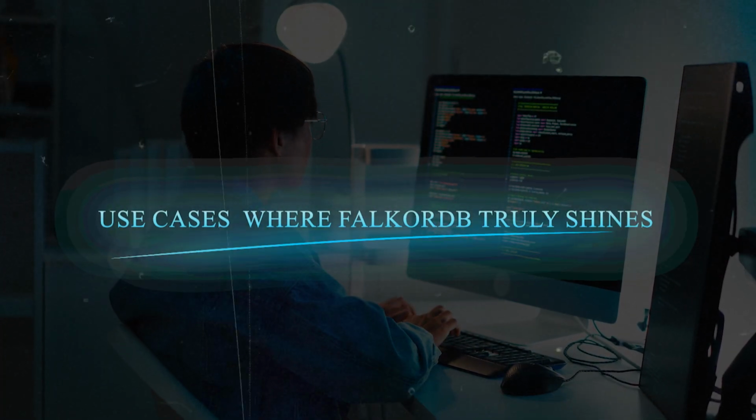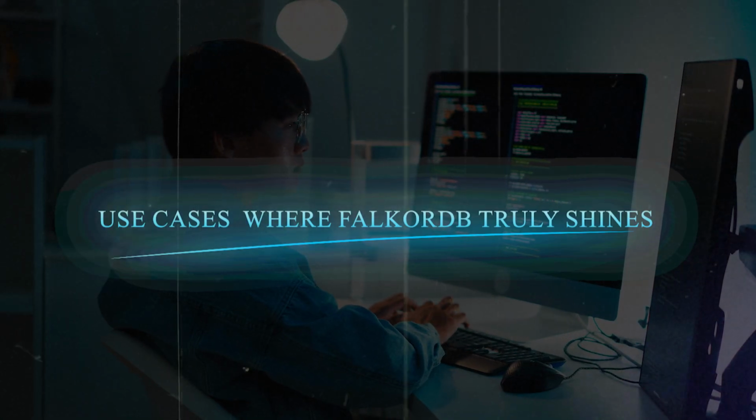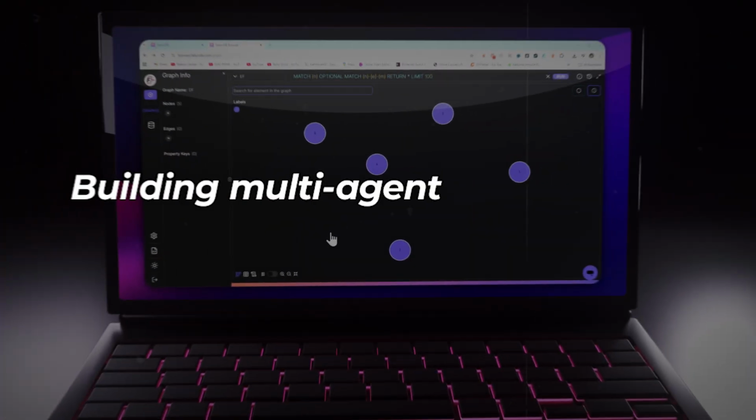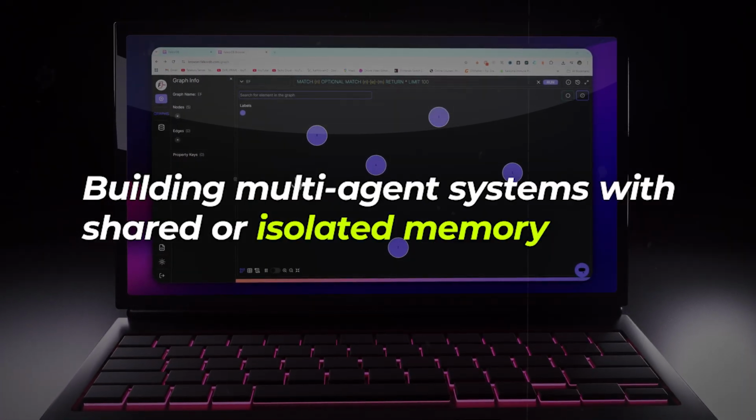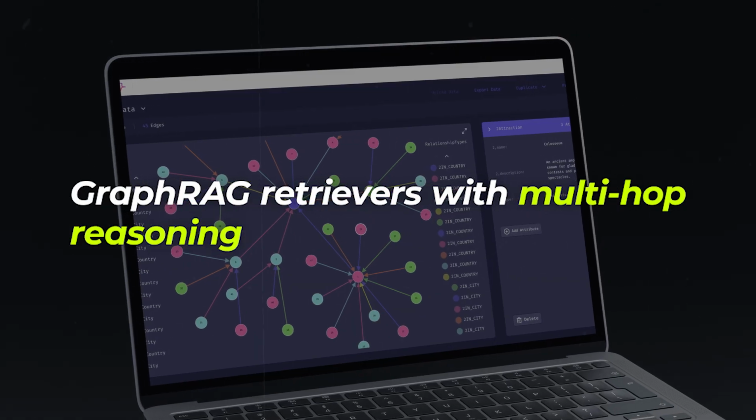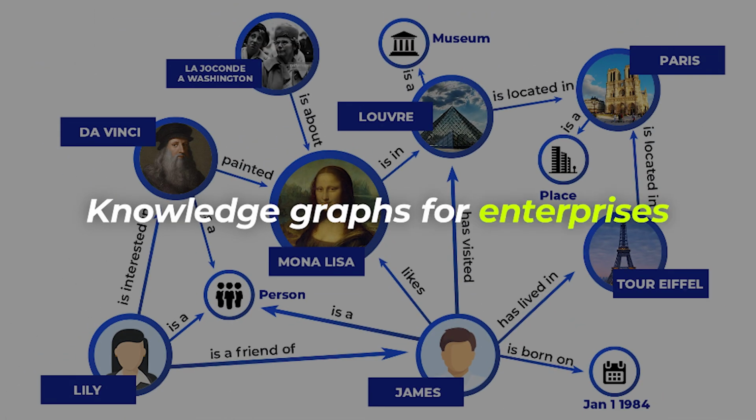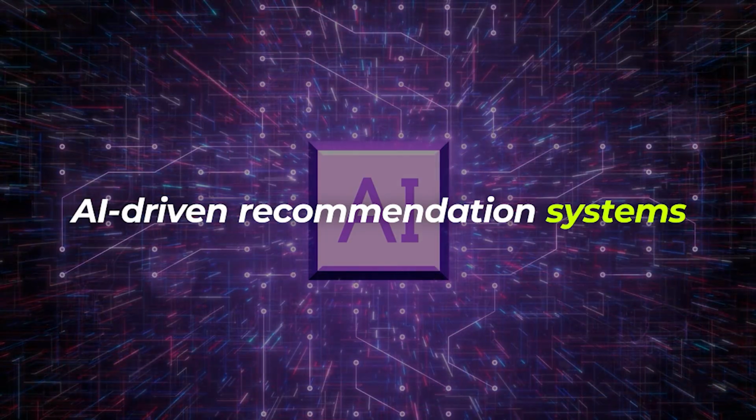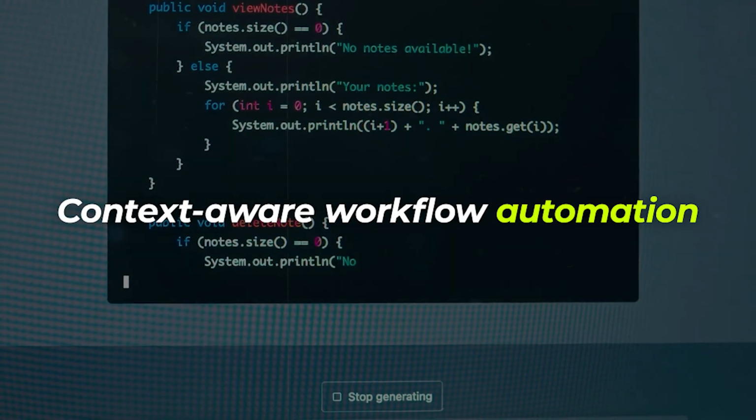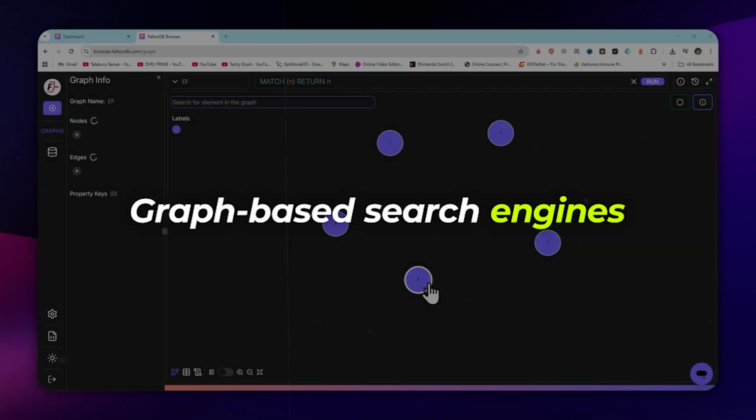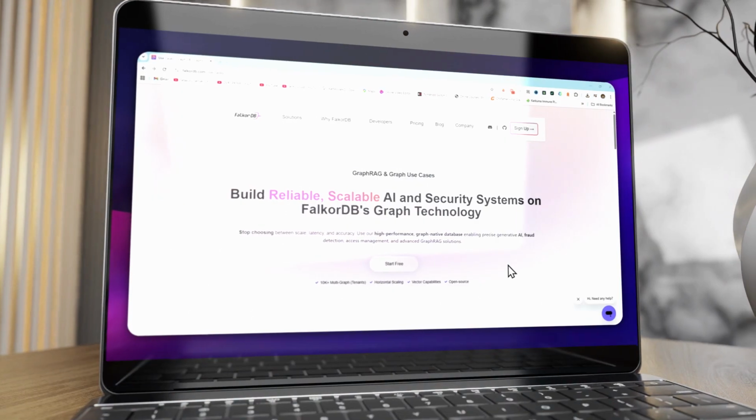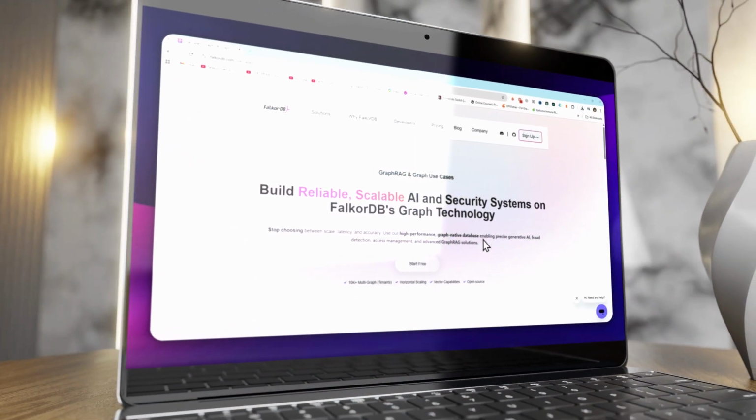Use cases where FalkorDB truly shines. FalkorDB is ideal for building multi-agent systems with shared or isolated memory, GraphRAG retrievers with multi-hop reasoning, knowledge graphs for enterprises, AI-driven recommendation systems, long-term conversational memory for chatbots, context-aware workflow automation, graph-based search engines. Anywhere relationships matter, FalkorDB delivers better results than vector-only databases.